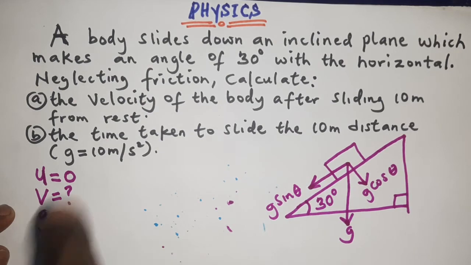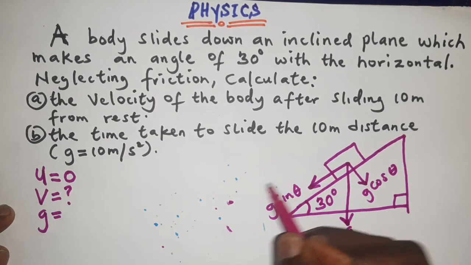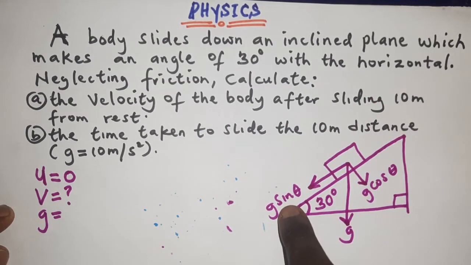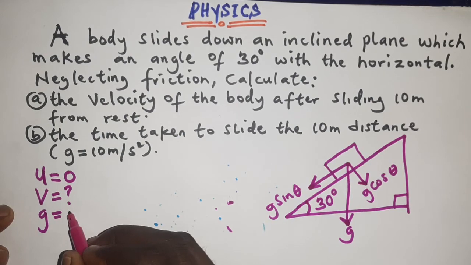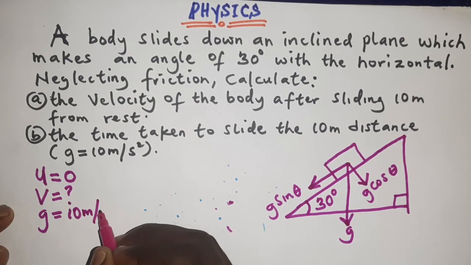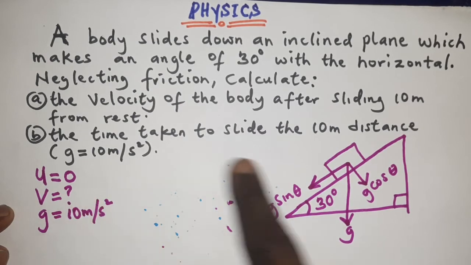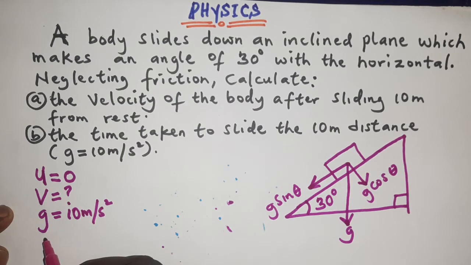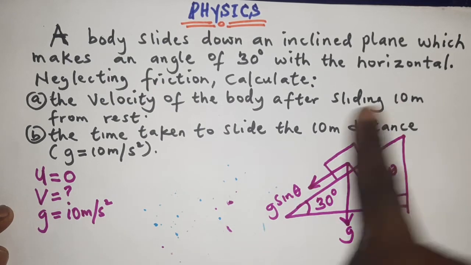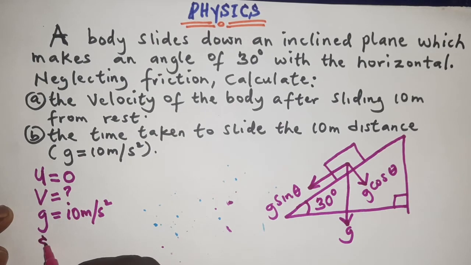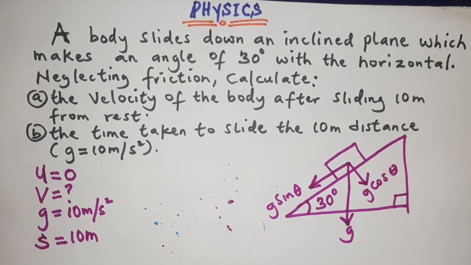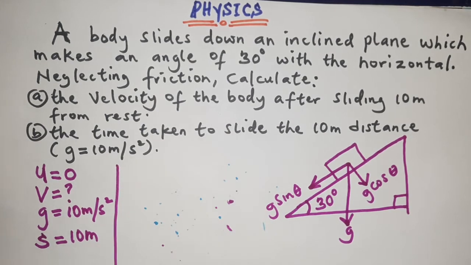So our G is 10 meters per second square, but it's going to take this value since it's sliding down this way, sliding diagonally. So this will be the value of the acceleration. Our G is 10 meters per second square. So we'll just fix it in and calculate, and then fix 30 for the theta. Then we have sliding 10 meters from rest, so that's our S distance, which is 10 meters. So we can now calculate. So calculation will be easy here.